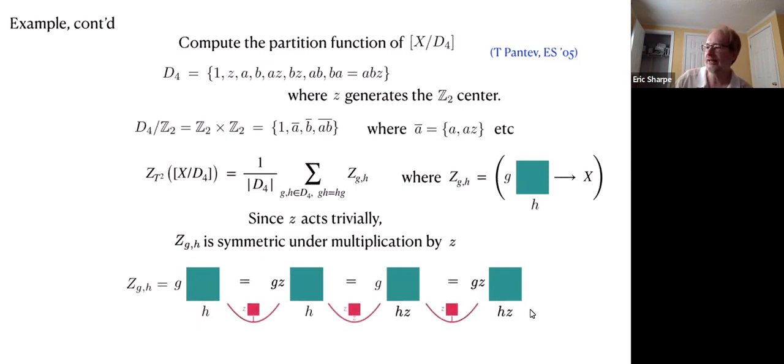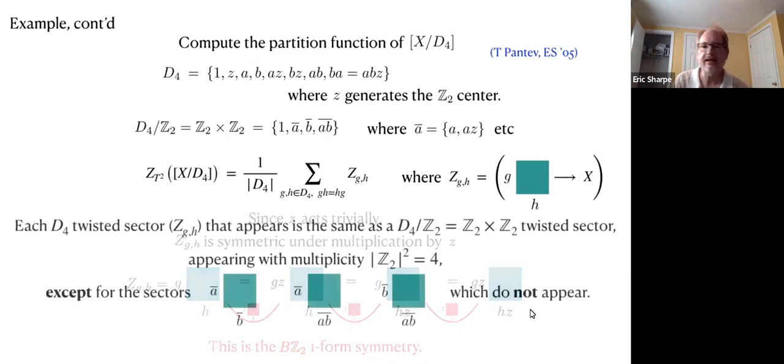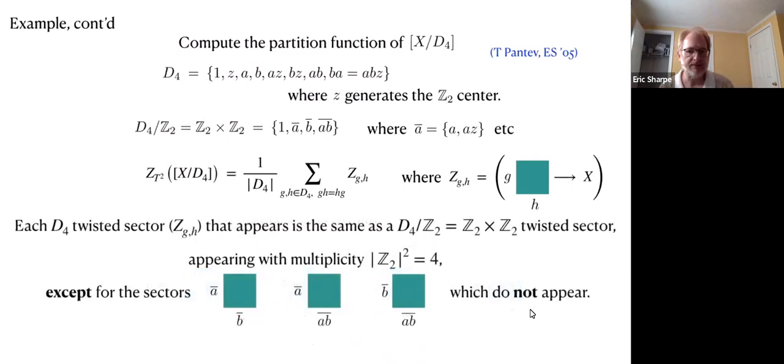Now I can move between these by tensoring in Z2 bundles. Each of these sectors is essentially, up to automorphisms, a D4 bundle. And I can get between any two of these D4 bundles by tensoring in a Z2 bundle as I've illustrated here. So not only do I have a symmetry amongst the non-perturbative sectors, I can permute the different symmetric sectors by tensoring in Z2 bundles. So this is that BZ2 symmetry, that one-form symmetry I mentioned earlier. Now each D4 sector that appears is basically the same as a Z2 cross Z2 sector, just with multiplicity, a factor of four, because I can multiply in the Zs, but there's a catch.